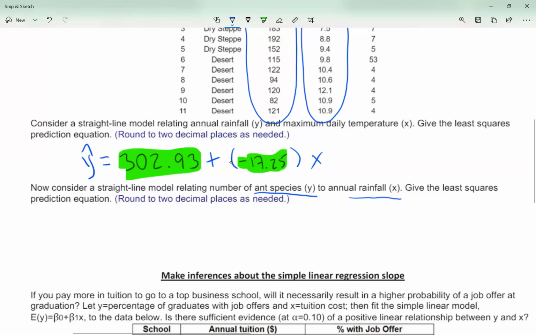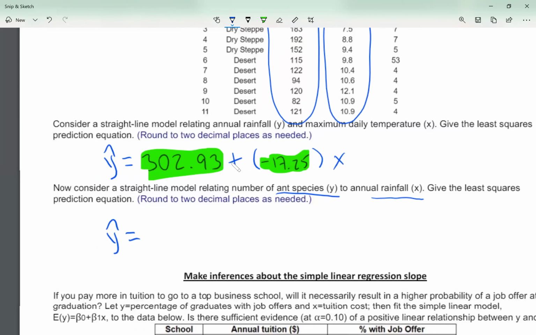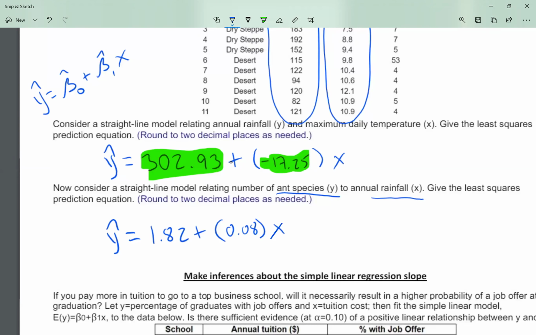So my equation here, just for us to remember how we write this equation, I'm going to write it up here. Y hat is equal to beta 0 plus beta 1 times x. Beta 1, you should put inside parentheses. So y hat is going to be 1.82 plus, inside parentheses, 0.08 and x. And again, for your homework, I'm going to ask you to just fill in those two numbers.